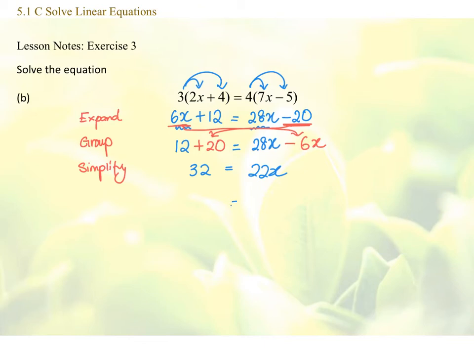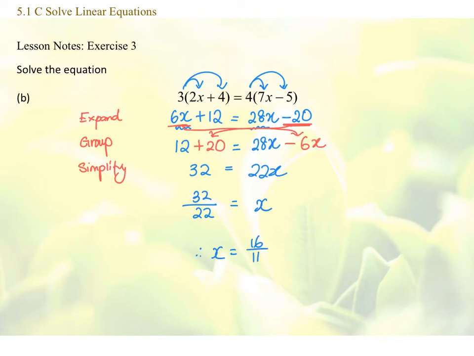And how am I going to find the x? This is 22 units of x. So in order to get 1 unit, I'll divide by 22. So I have 32 divided by 22. Is this going to be the final answer? No, I'll need to simplify 32 over 22, and that gives me 16 over 11.